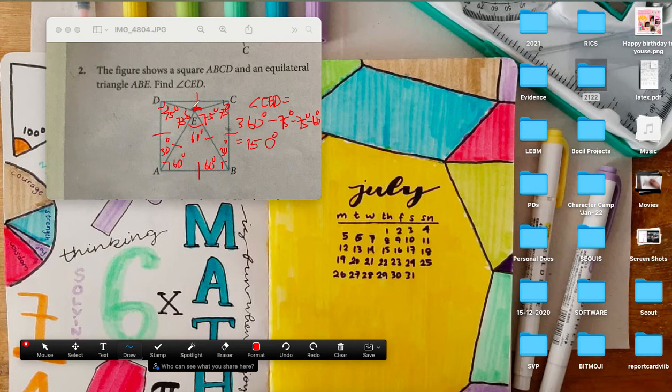And yes, it makes sense that CED is 150 degrees since the picture gives me the sign that it has to be an obtuse angle. So yeah, that's angle CED equals 150 degrees.